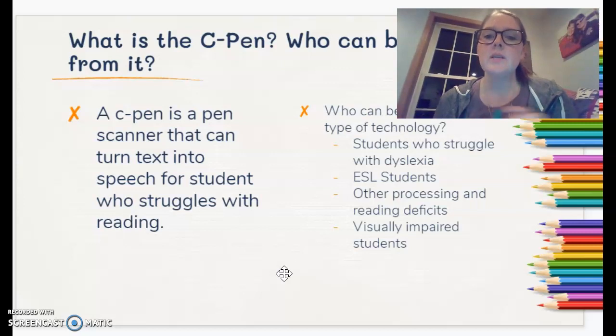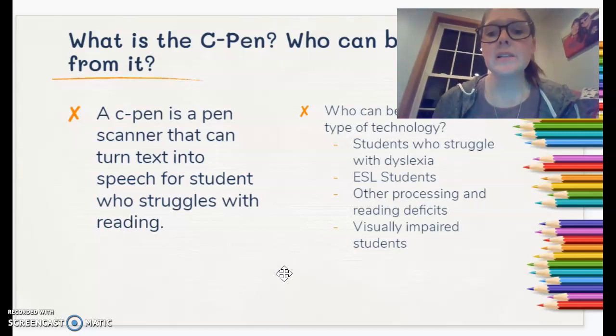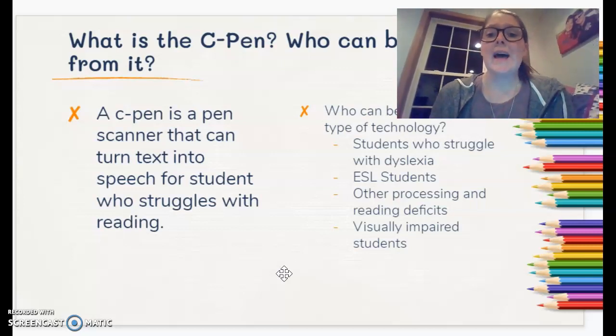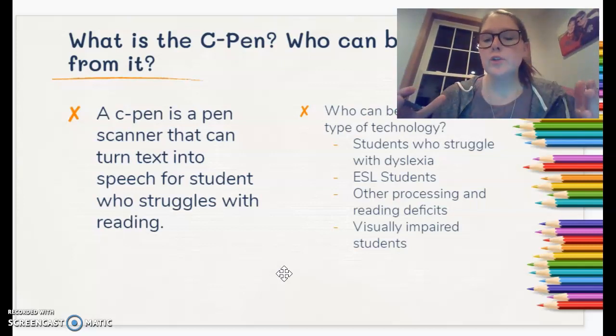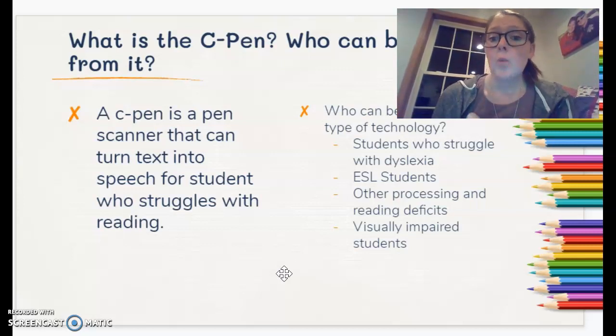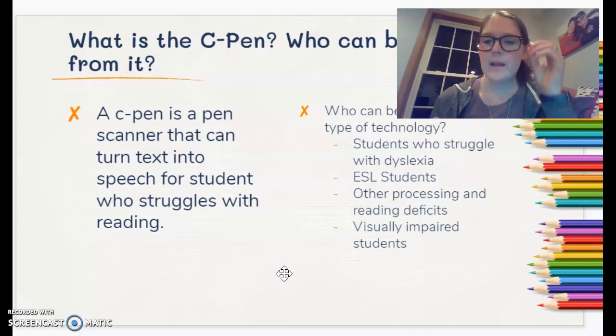Another reason why I think the C Pen is actually a really great technology for schools is that it can help a wide range of students with different classifications. It can help students who are struggling with dyslexia. It can help English language learners, especially with vocabulary in that instance. Really any other processing deficits or reading deficits, or if the child is having a problem with word attack specifically, things like that.